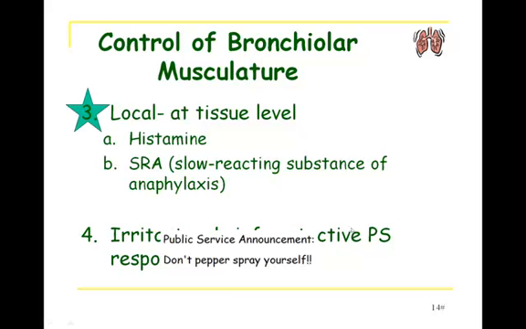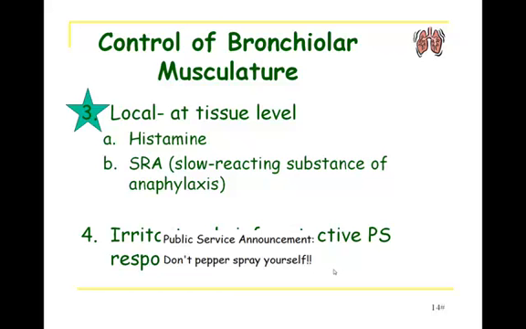Also something else that could affect the bronchial smooth muscle, and you see here a public service announcement: do not pepper spray yourself, because of the various irritants that you can inhale, like pepper spray. It's designed to be a protective response. These irritants could damage the delicate airways, so all of a sudden it'll close off your airways and all of a sudden you can't breathe. But it's trying to prevent those irritants from making their way down into your alveoli.